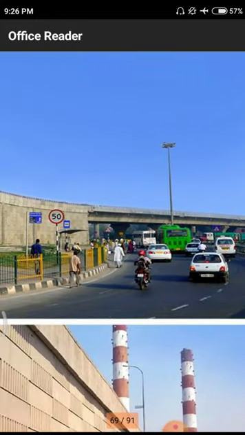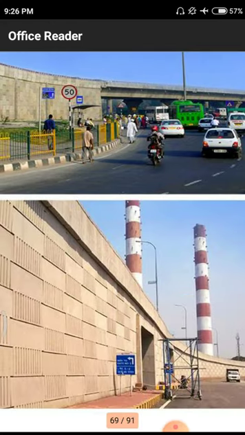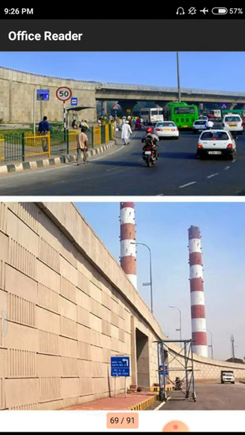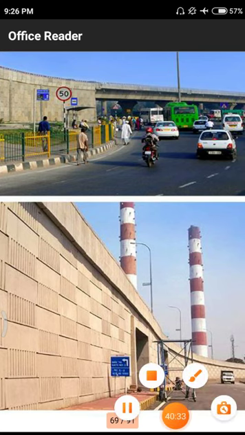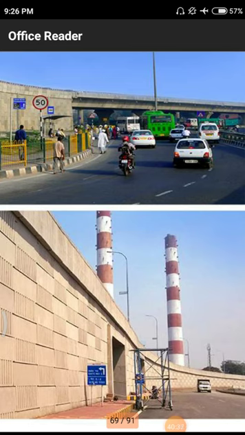This is also another example of reinforced earth. This is also another picture showing reinforced earth. Okay, we will continue next class with another kind of examples.